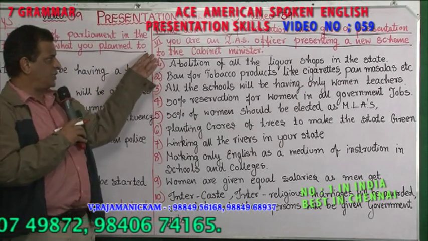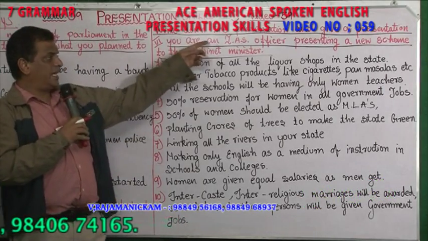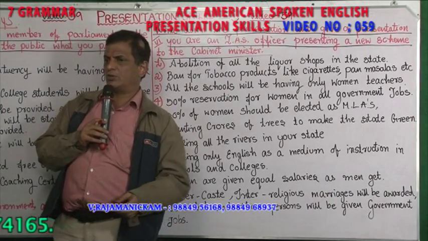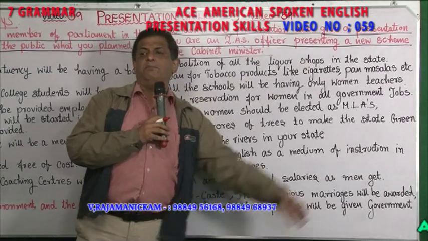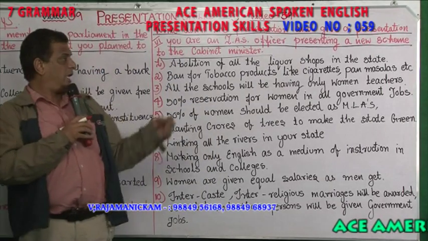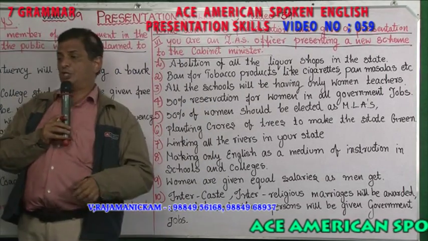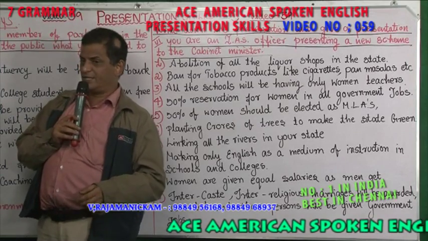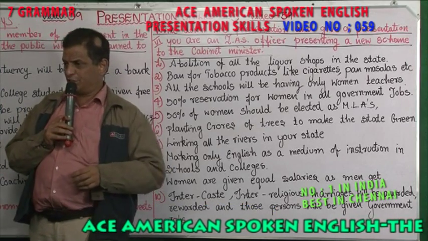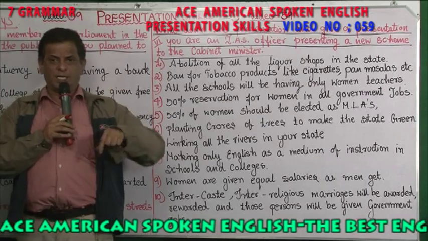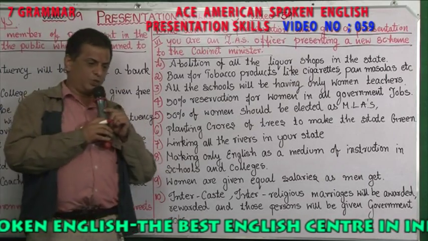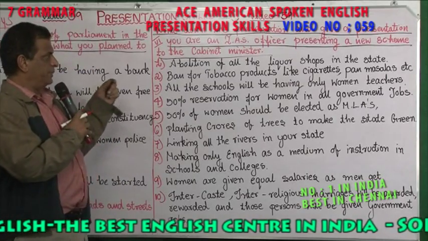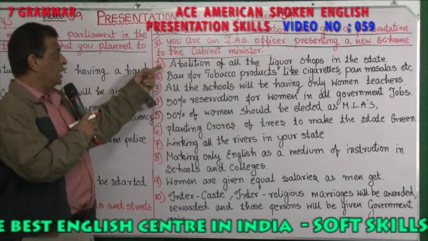Now coming here to the second role play, you are an IAS officer. So you take the role play of an IAS officer presenting a new scheme. You are planning to provide a new scheme to the cabinet minister. IAS officers are always under the ministers, so help the minister to implement certain programs. So you are an IAS officer, you are presenting a scheme to the minister.